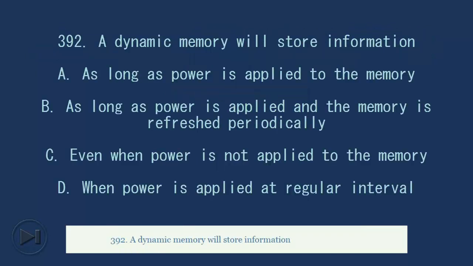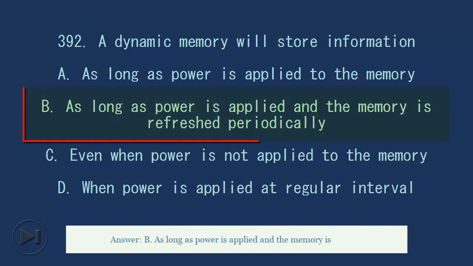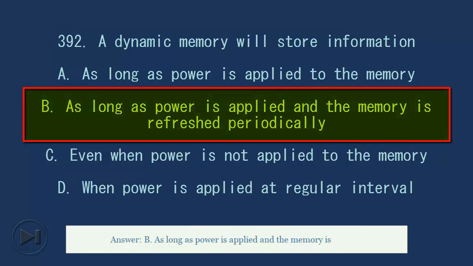392. A dynamic memory will store information A. as long as power is applied to the memory. B. as long as power is applied and the memory is refreshed periodically. C. even when power is not applied to the memory. D. when power is applied at regular interval. Answer: B. as long as power is applied and the memory is refreshed periodically.